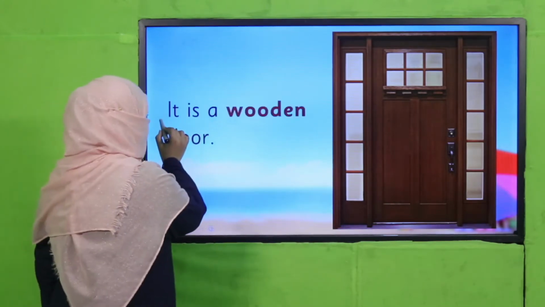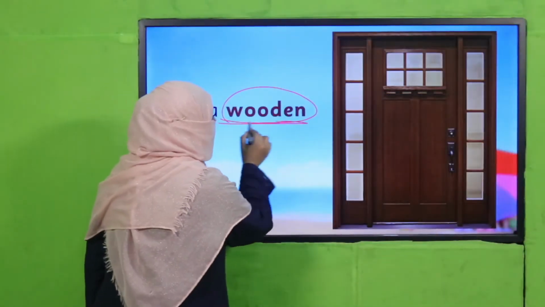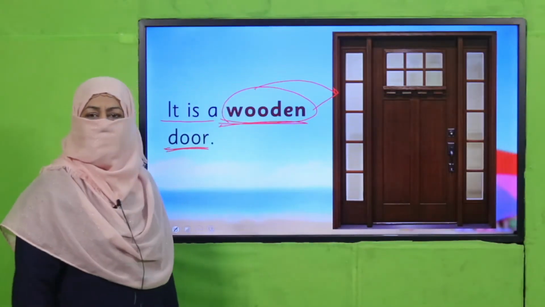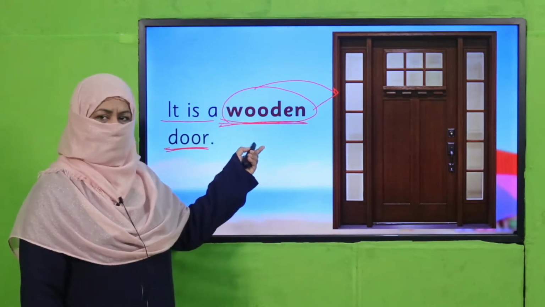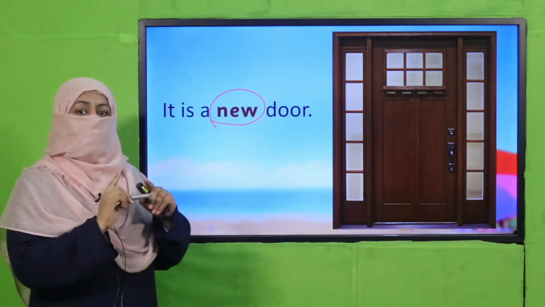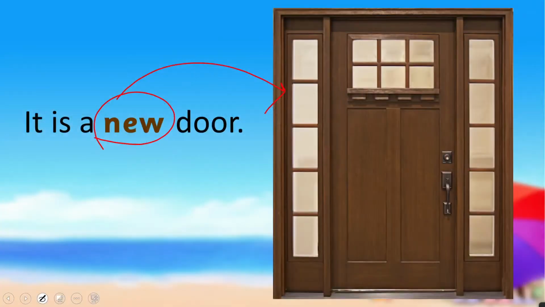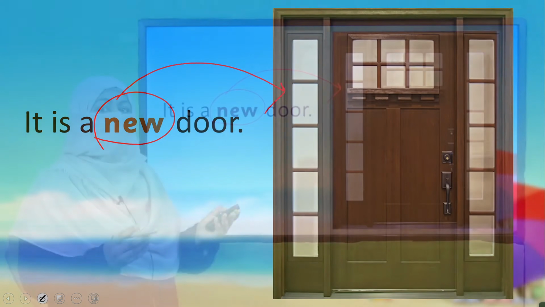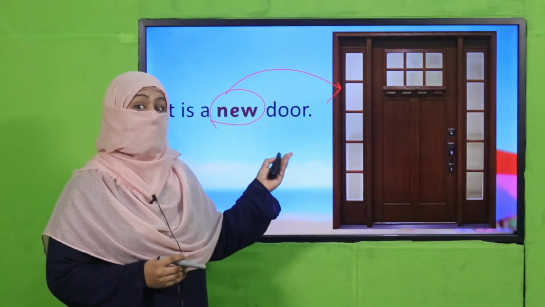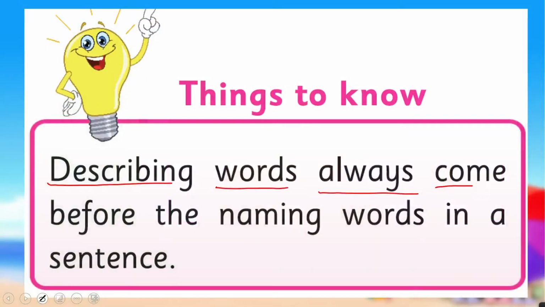Next is, it is a wooden door. So, once again, we know door is a naming word and wooden is a word which is telling us more about this door. That's why it's a describing word, okay? It is a new door. Again, new is a word which is telling us more about this door, and it's a describing word of quality. It is telling us the quality of this door. It's new, all right?